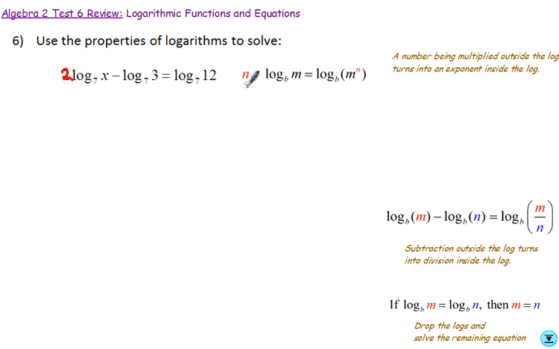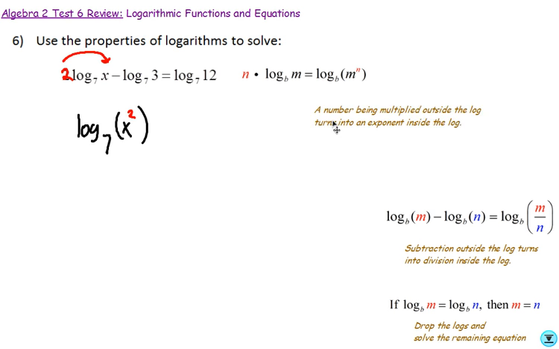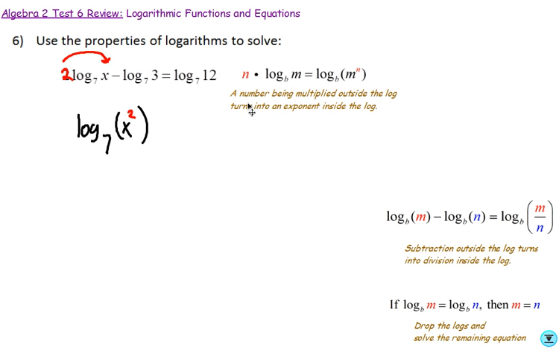So what this log property says is that if you have a number that's floating out there out front, you can put it back inside the log as an exponent. So what I would do is rewrite that as log base 7 of x squared. Right? So a number that's being multiplied outside of the log turns into an exponent inside the log. And then let's just rewrite everything else we got, because I don't see any other numbers floating out front. So I've got minus log base 7 of 3 equals log base 7 of 12.